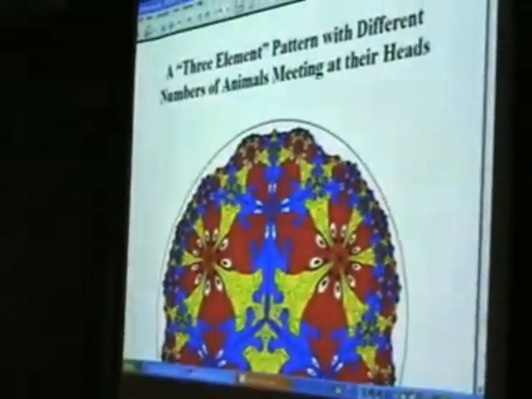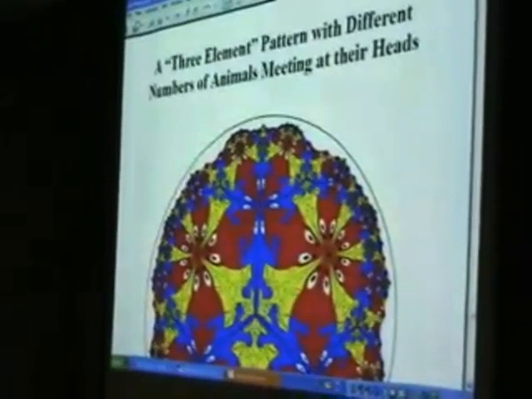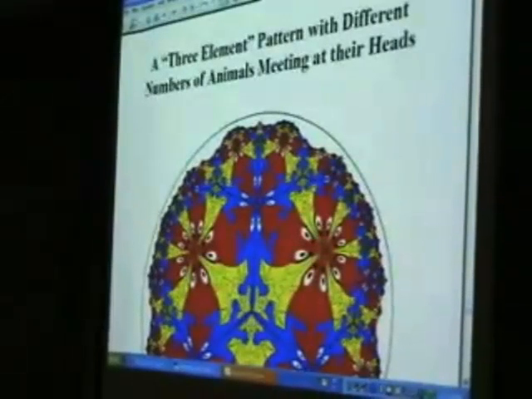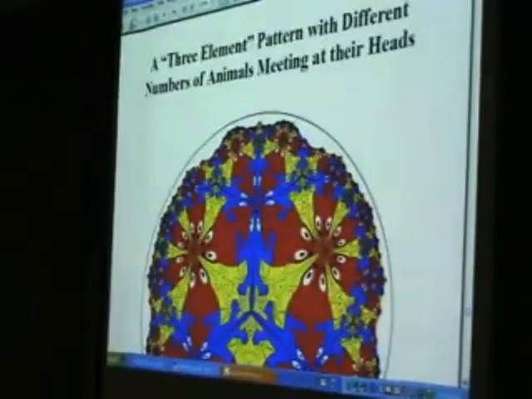So Escher's 3-element pattern. I think it's his drawing number 85. The 3 elements are the yellow bats for the air, the blue lizards for the ground, and the red fish for the sea. And this is a pattern that I could not draw using the original regular tessellation pattern, because there are different numbers of each animal that meet nose to nose.